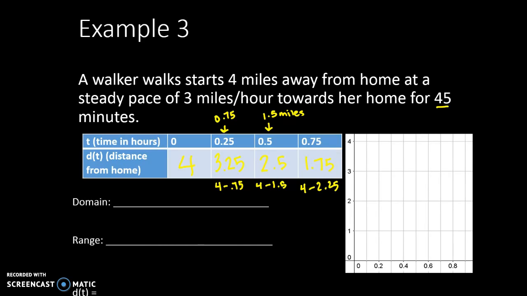So her domain is going to be the amount of time that she walked. She walked from 0 hours until 0.75 hours. Her range, remember, is going to be the smallest y value, or distance from home, so 1.75, to 4. And it includes both those values because she really was 4 miles away from home at one point.